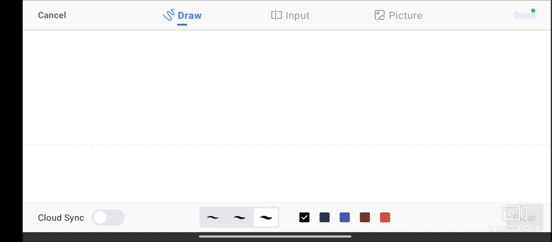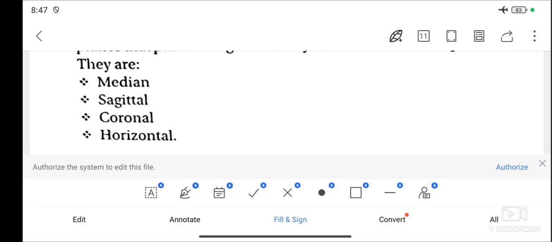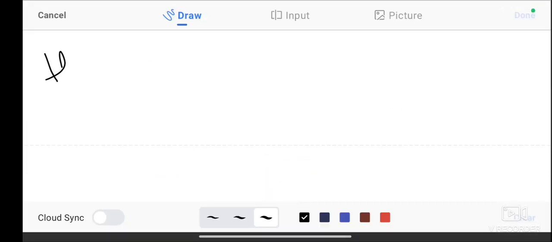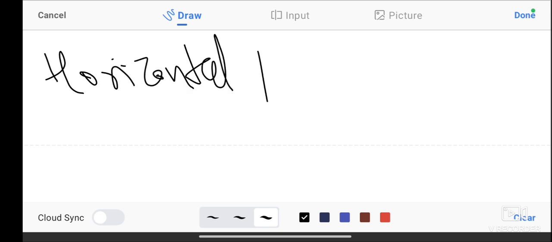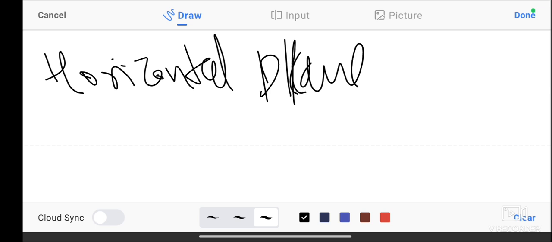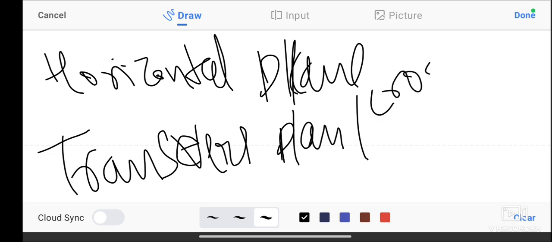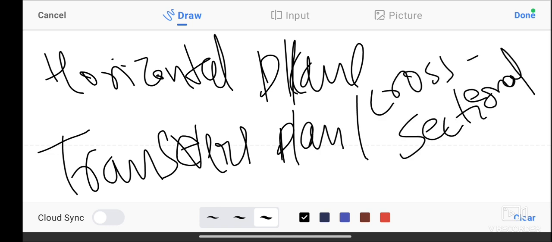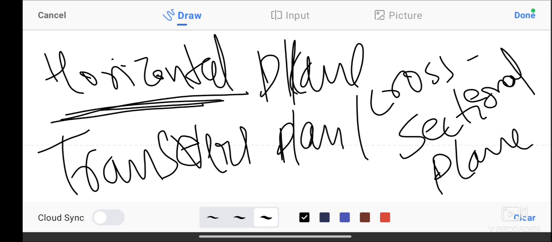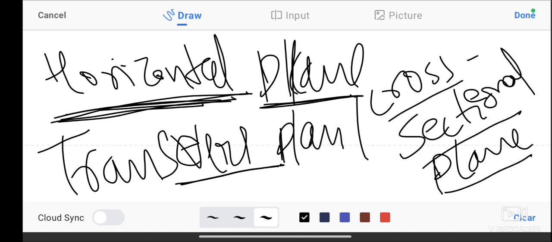The next is the horizontal plane. I will explain. The horizontal plane is also known as the transverse plane, or cross sectional plane. The three names are there: horizontal, transverse, cross sectional. Horizontal plane, transverse plane, cross sectional plane. Okay, this is about the transverse and horizontal plane. This is the easiest way I will explain.